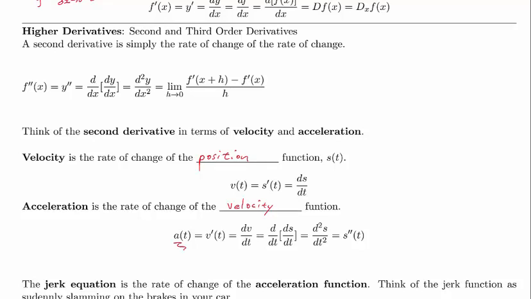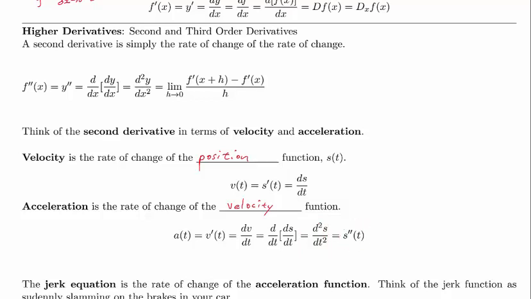a, acceleration, equals the derivative of the velocity, which is dv/dt. But what is going on? We're taking the rate of change of the rate of change. It is the second derivative of the position function. And this is read as the second derivative of the position function with respect to time. And we can also write it, of course, as s double prime of t.